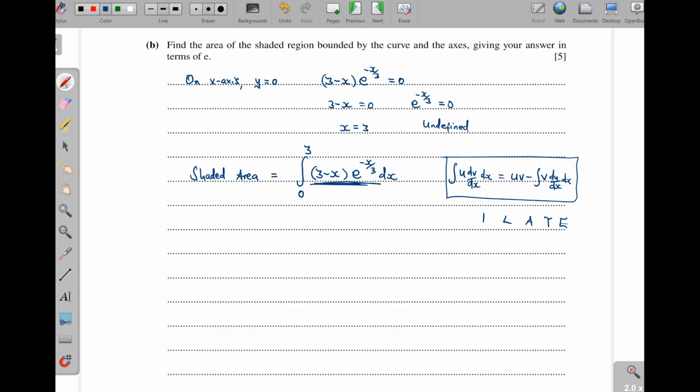Now, looking at what we are given here, this is an algebraic function, and then this one is an exponential function. So which one comes before the other? Algebraic. So that means that is the one we are going to differentiate. So the one that comes before the other is the one you differentiate, okay? Then the other one you integrate. So we shall let our u be equal to that 3 minus x. You differentiate this u with respect to x, you'll get a negative 1. And then your dv dx is going to be this e to the power of negative x over 3. Then to get the v, you would integrate this.